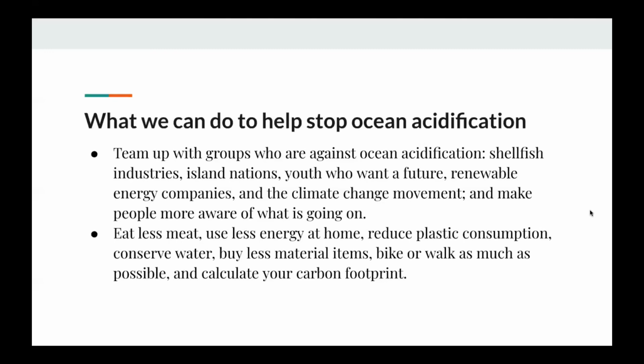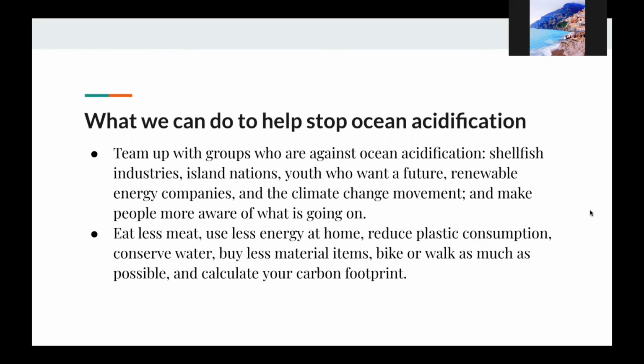We also want to conserve water because it is not an unlimited resource. A lot of water is contaminated and wasted, and we want to ensure that water is not being wasted. We can also buy fewer material items such as fast fashion. If you buy a t-shirt you know you're not going to wear in a year, you probably shouldn't buy that shirt, because it takes a lot of energy to produce it, it takes a lot of water, and it takes a lot of CO2, and that all contributes to ocean acidification.